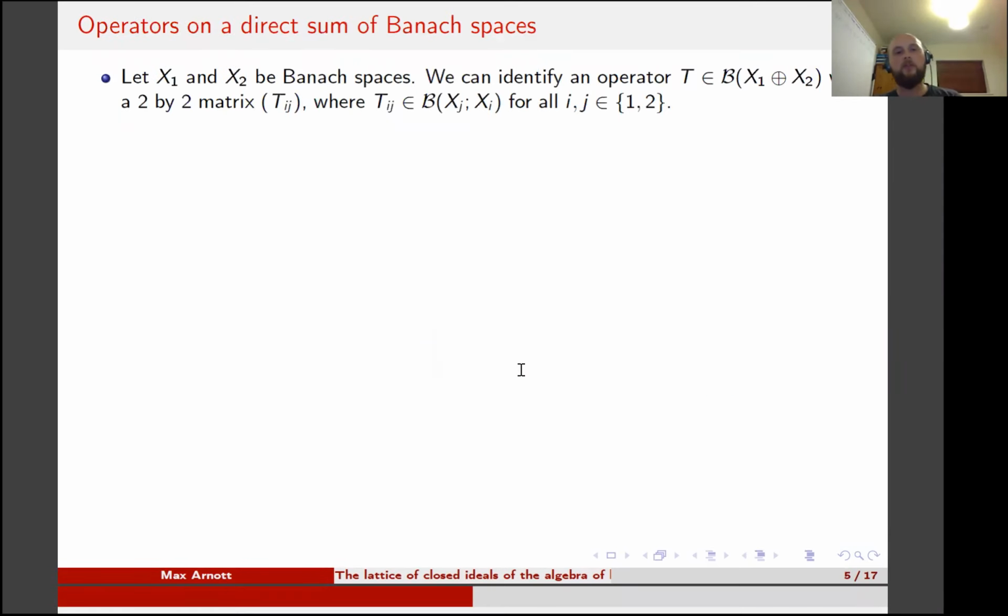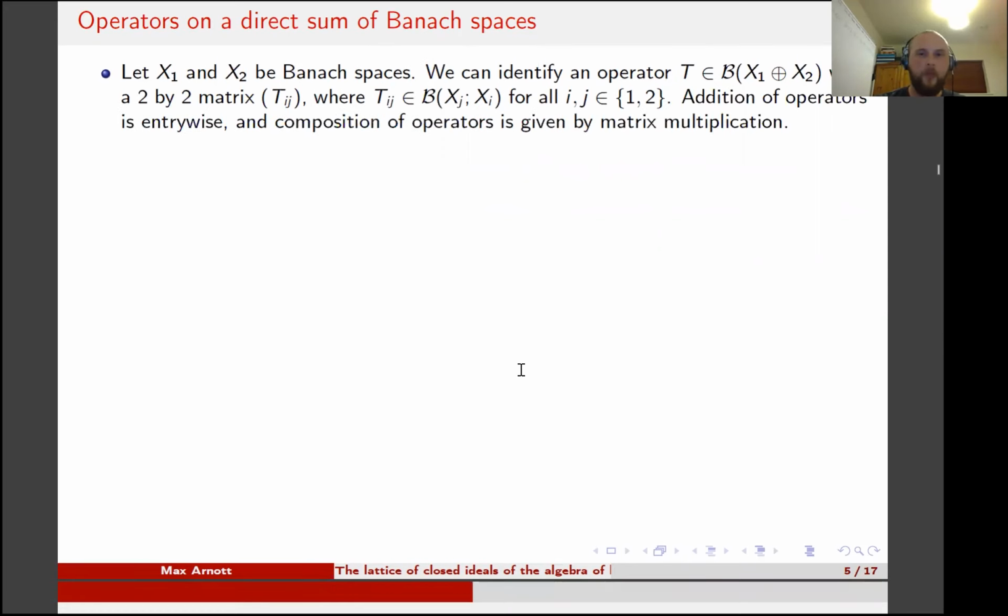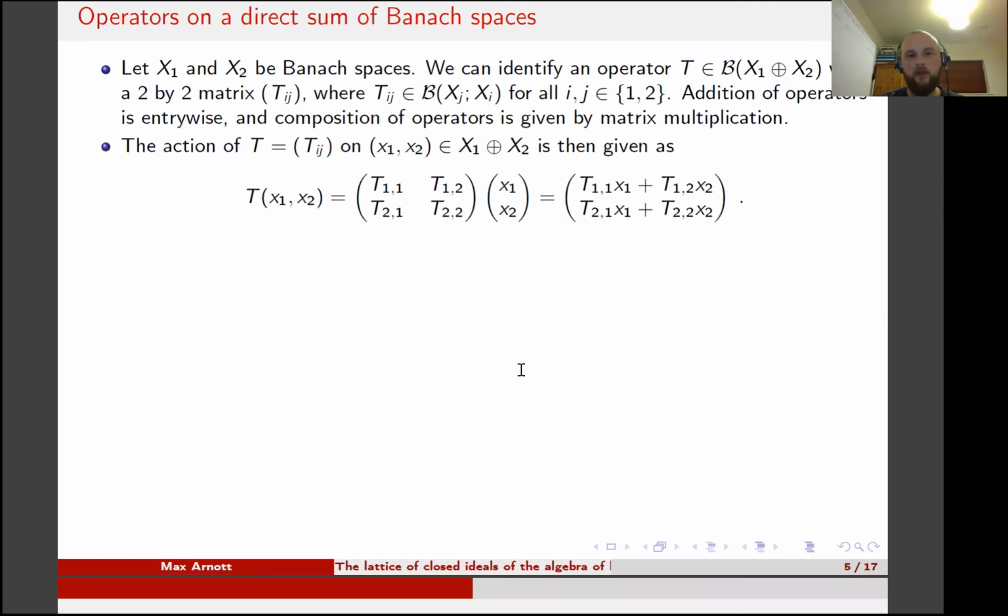So what we need to do is talk about operators on a direct sum of Banach spaces in terms of matrices. We can identify any operator by a matrix T_ij, and the ijth entry goes from x_j to x_i. So addition is just entry-wise. Composition of operators is simply matrix multiplication. So there's nothing interesting going on there. I'm sure everyone's seen it before.